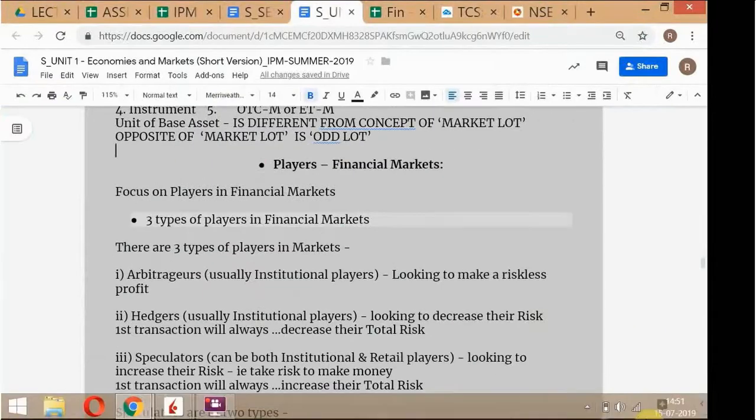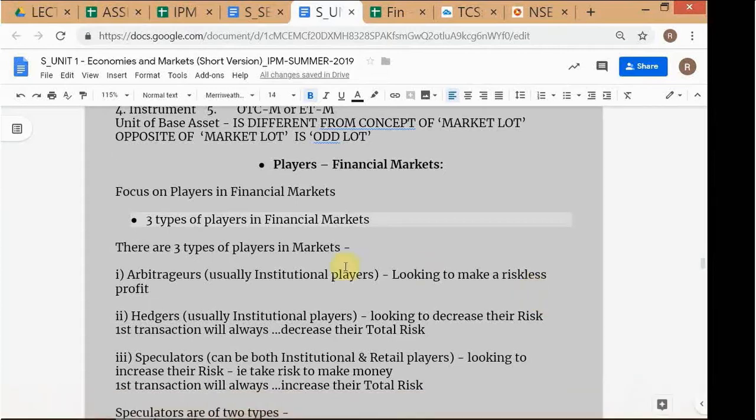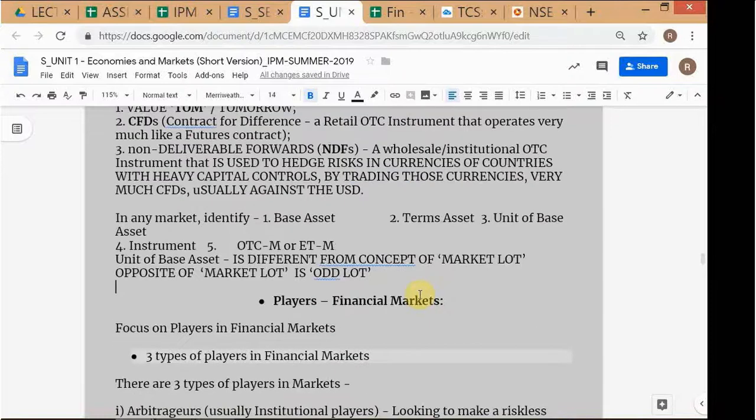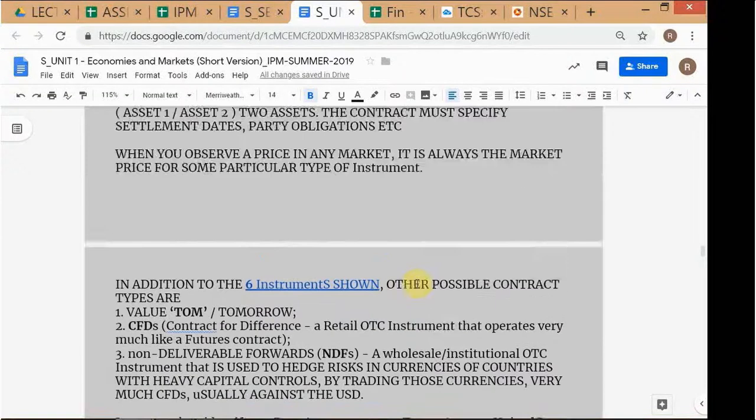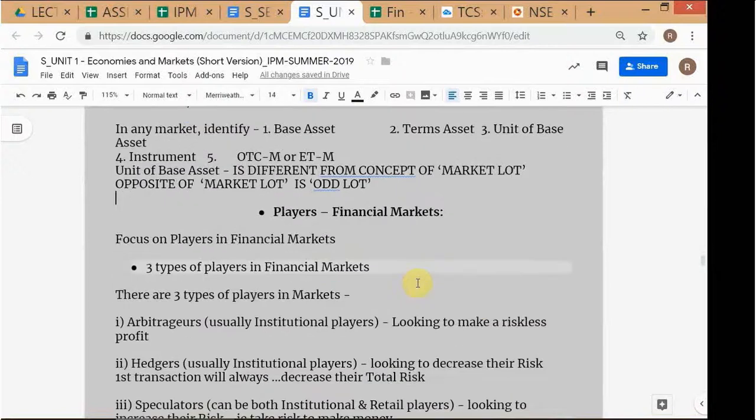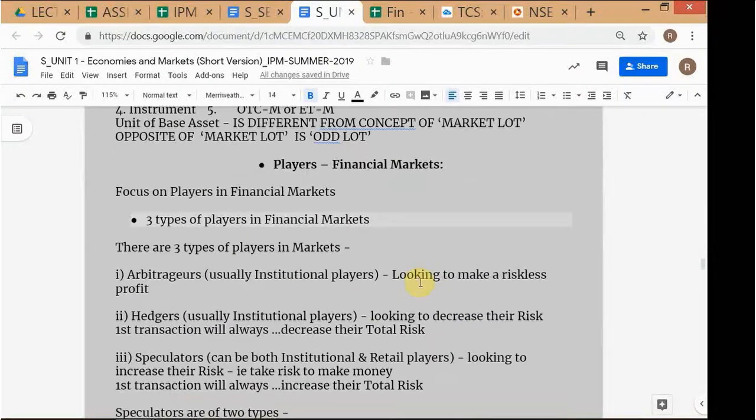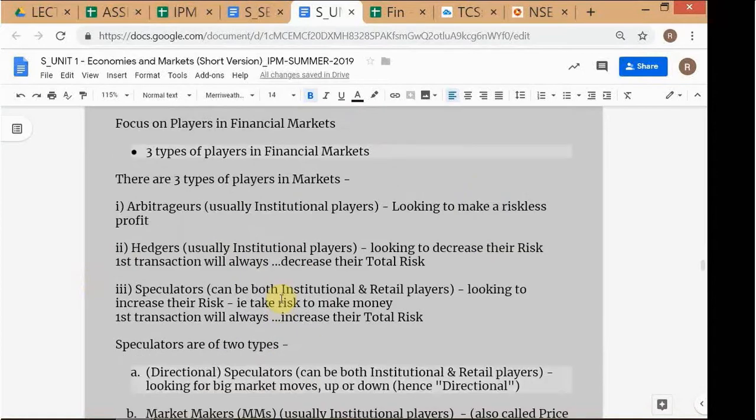Let's try and quickly cover, we have 10 minutes, we have plenty of time, our next concept. Players in financial markets. We have covered essentially this part. We will now quickly try to cover players in financial markets. What types of players do we have? Essentially you can see three types of players. So we have three high-level categories and then we have a sub-categorization within speculators.